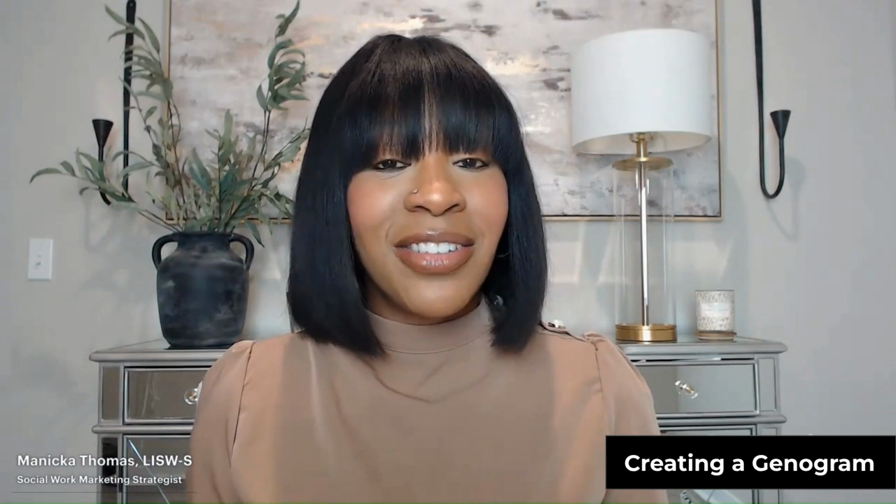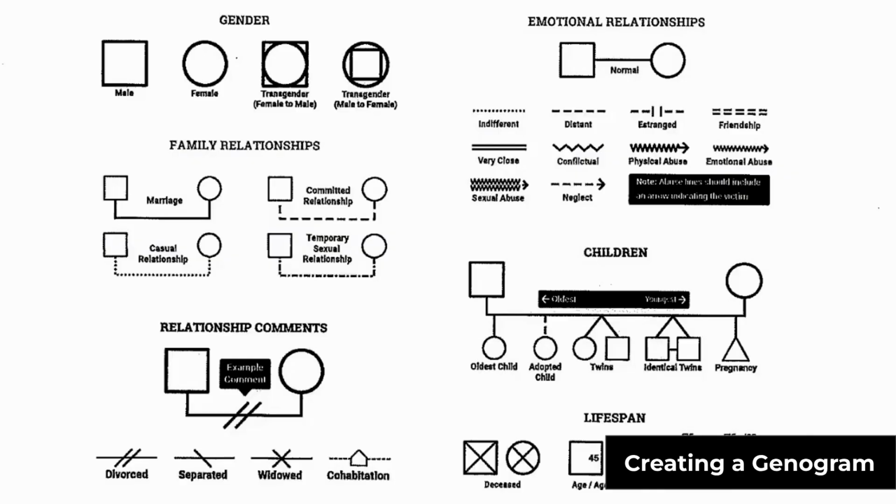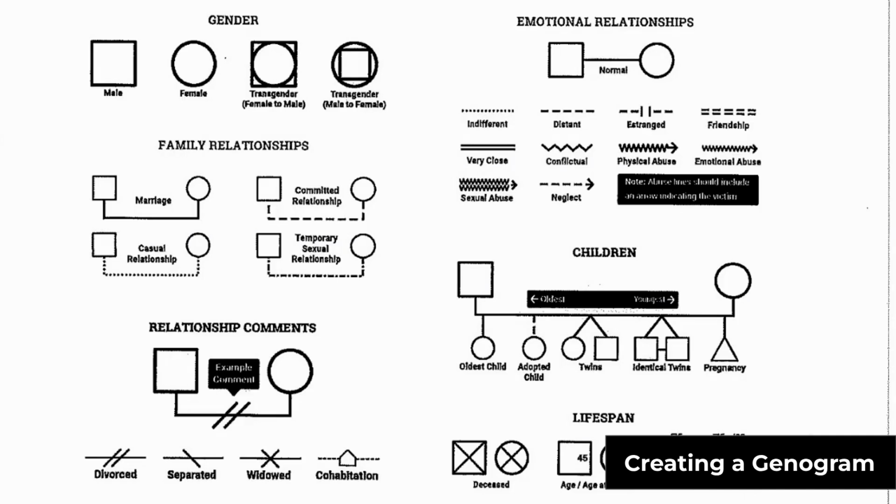And as you can see on the symbol sheet that's been provided for you, each dynamic is symbolized by a shape. So for example, you have a square for male and a circle for female. The lines between individuals represent relationships, and the different line styles show emotional dynamics such as closeness, conflict, distance, or if a family member is cut off. Genograms also track marriages, divorce, cohabitation. It also looks at children, including birth order, twins, adoption, deaths, and significant life events.